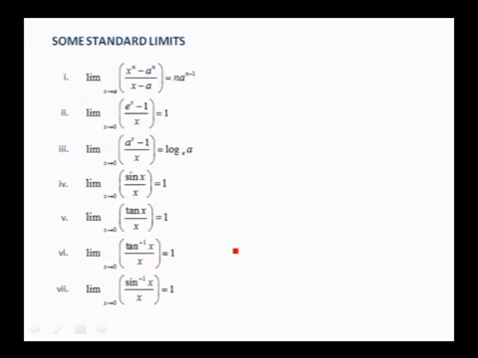Some standard limits that you have studied in first year PUC, so let us discuss about that one. Limit of (x to the power of n minus a to the power of n) over (x minus a) as x tends to a is n a to the power of n minus 1. (e to the power of x minus 1) over x as x tends to 0 is 1. Similarly, (a to the power of x minus 1) over x as x tends to 0 is log a. Sin x by x as x tends to 0 is 1, tan x by x as x tends to 0 is 1, tan inverse x by x as x tends to 0 is 1, sin inverse x by x as x tends to 0 is 1.